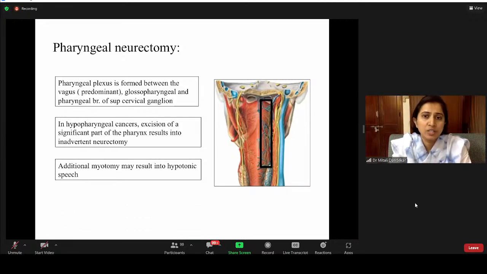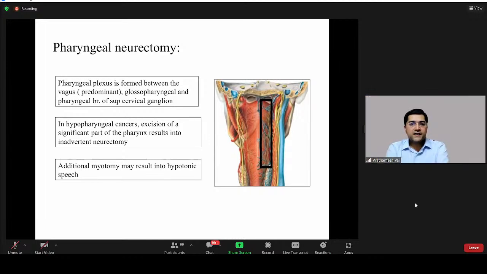And in such patients, additional myotomy may result in a hypotonic speech, which we want to avoid. So typically in such patients, we would not go ahead with a myotomy and stop at an inadvertent neurectomy, which occurs at the time of excision of the primary. Any comments? I would like to have comments from the panelists on this. Faisal?